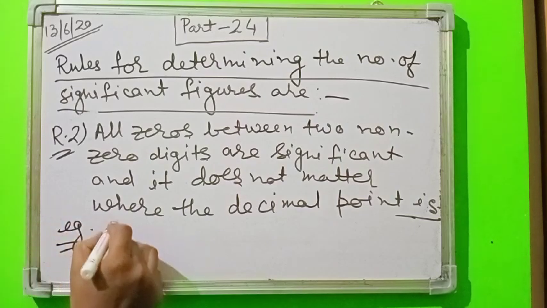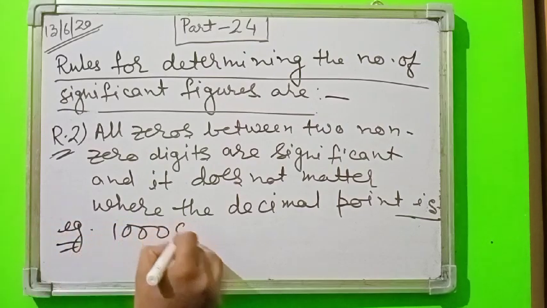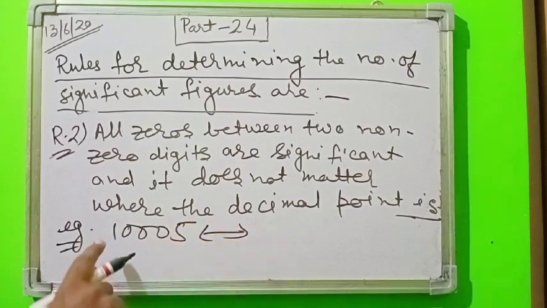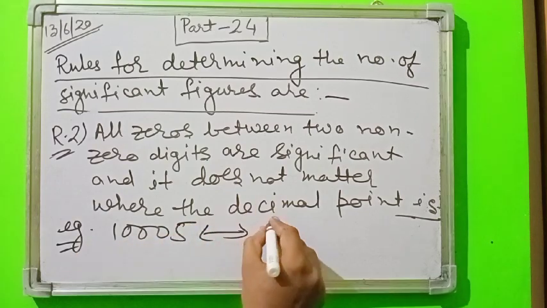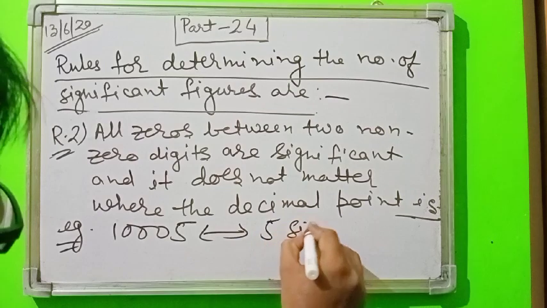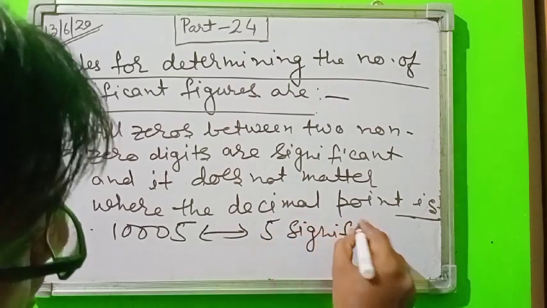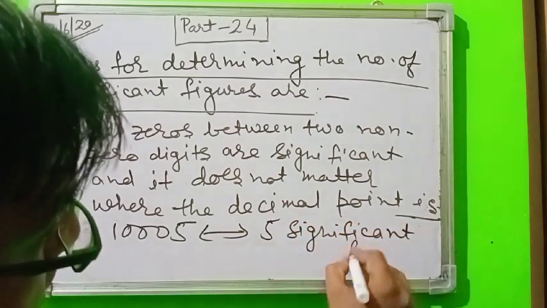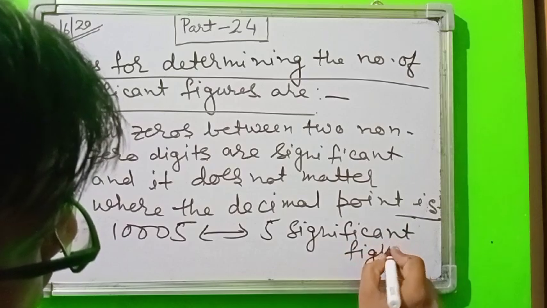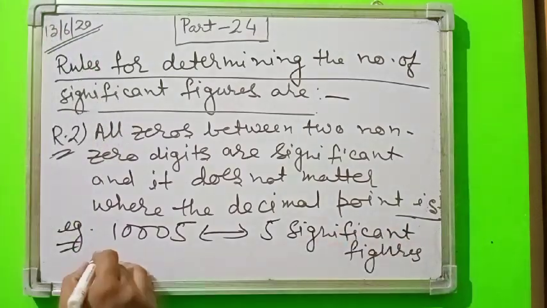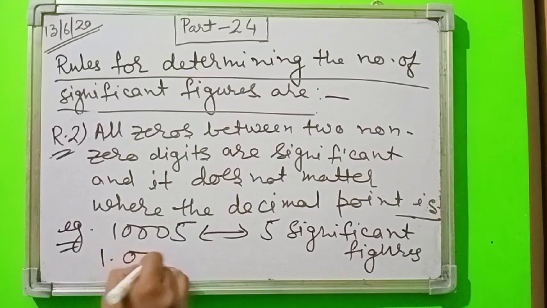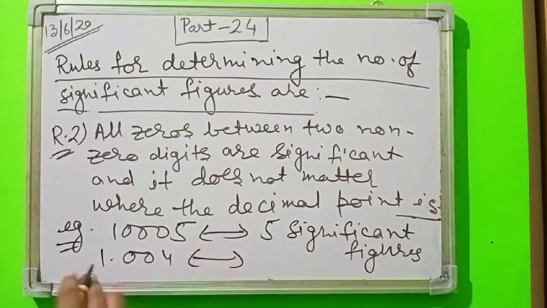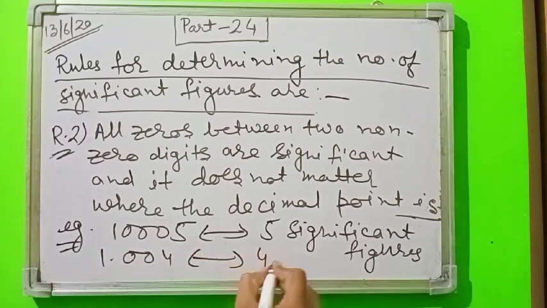Two examples. Suppose I am telling 10005, the number of significant figures: 1 2 3 4 5, five significant figures. Second, I am telling 1.004: 1 2 3 4, four significant figures. There are four significant figures.